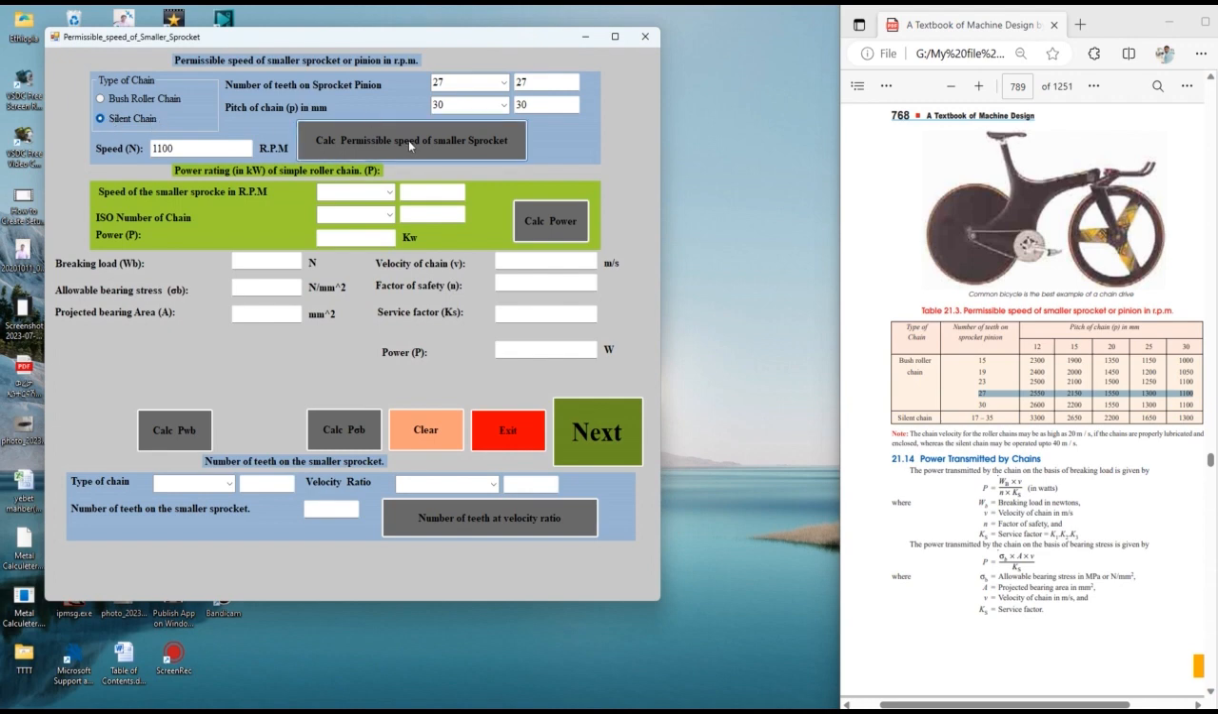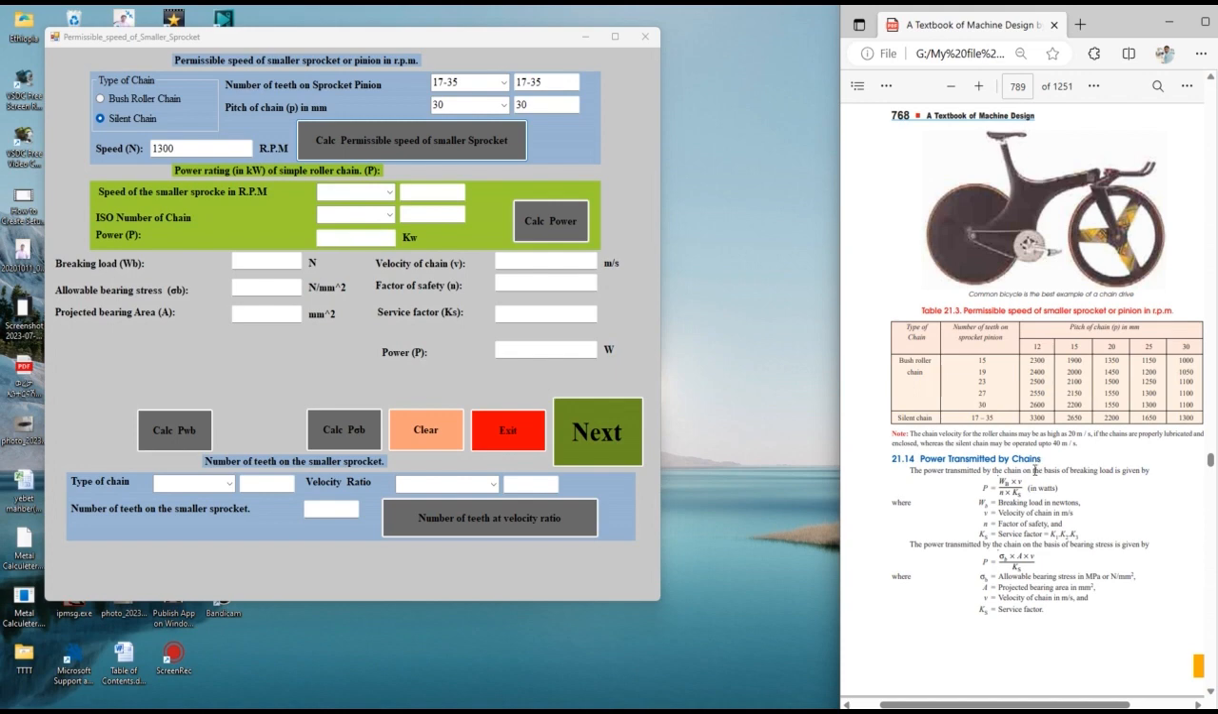And when we change this into silent chain, we cannot calculate because these parameters are not the correct parameters. So I have to change into the correct parameters, 17 up to 35, and then calculate the value. Here we can see the values. Do you see here? 1300 at 30 pitch, and number of teeth from 17 to 35, and the type of chain is silent chain. This is a calculator which shows this table.